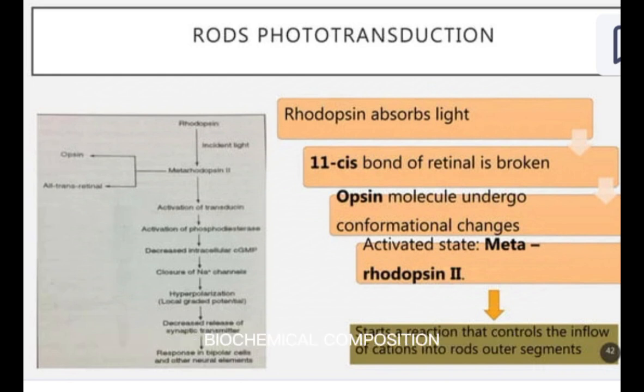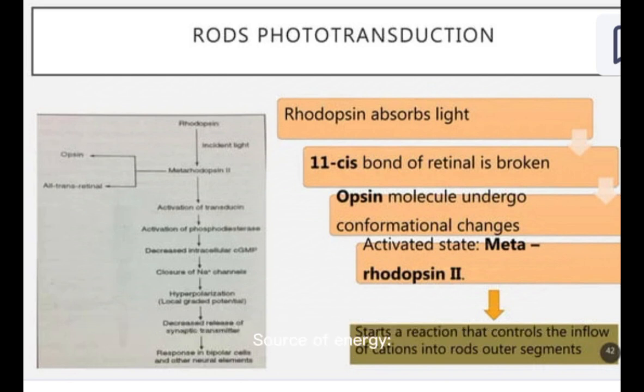Biochemical composition. Water, 80% of wet weight. Proteins, lipids, 3%, nucleic acid, 1%. Enzymes required for glycolysis, Krebs cycle, and the HMP shunt pathway.